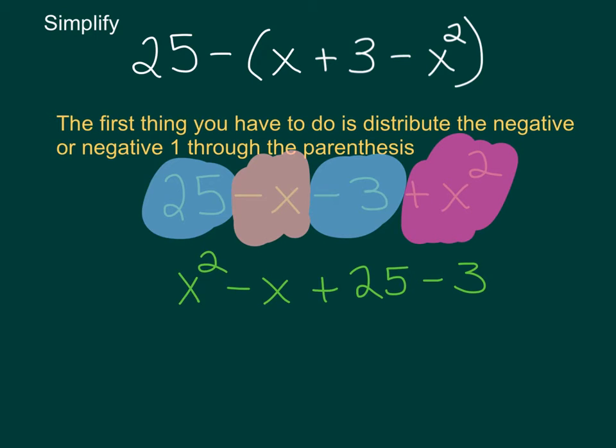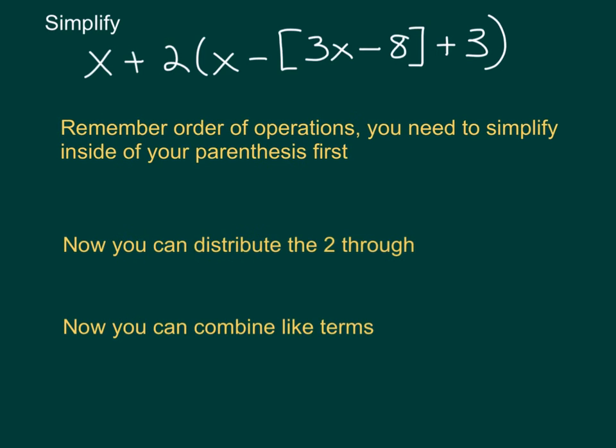And typically good math students go, okay, we always write them in descending exponential order. So that's why I have the x squared at the beginning, then the x, and then the other term. So now I'm going to simplify what I can simplify. And I get my most simplified version of this polynomial is x squared minus x plus 22.